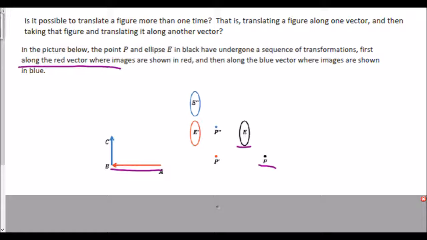Well, now we also have a second vector. We have from B to C. Notice it has to go in that direction. That's where the arrow is going. So they took our new primed ones, our new red ones here, and they translated them from B to C. So they went from point P prime up the length and direction of vector BC, and we got P double prime, E double prime. So we moved it along 2 different vectors.